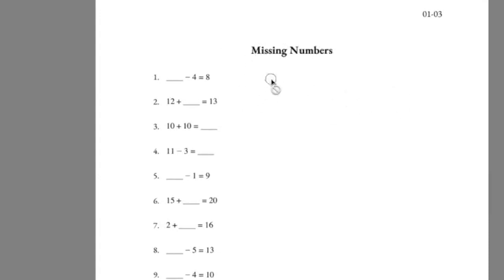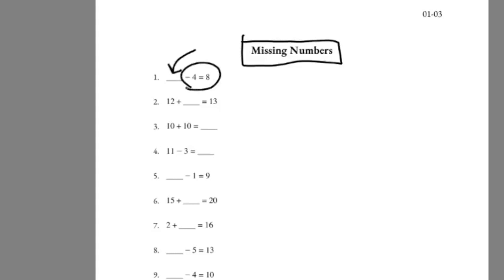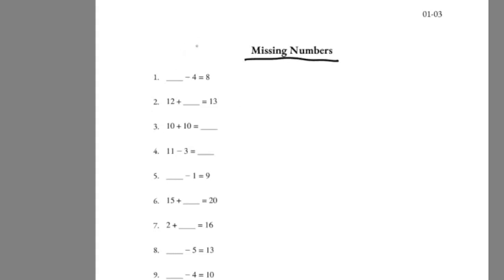Okay, so this page is on missing numbers. So what are we trying to find here? What does it mean by missing numbers? Well, as you can probably guess from the title, a number is missing, and we have to find out what number should go into that missing spot to make the other parts of the equation true. So how exactly do we do that? First, I think we should interpret this equation and what it is trying to ask us.